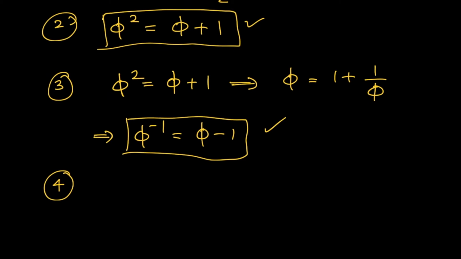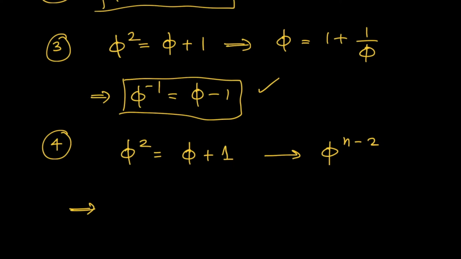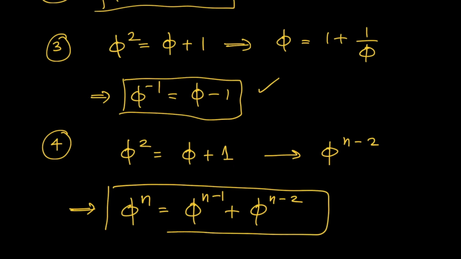And the next idea is, because phi squared is equal to phi plus 1, if you multiply the entire equation by phi power n minus 2, we have the nth power of phi as a sum of the (n minus 1)th power of phi and the (n minus 2)th power of phi. This is another interesting result.